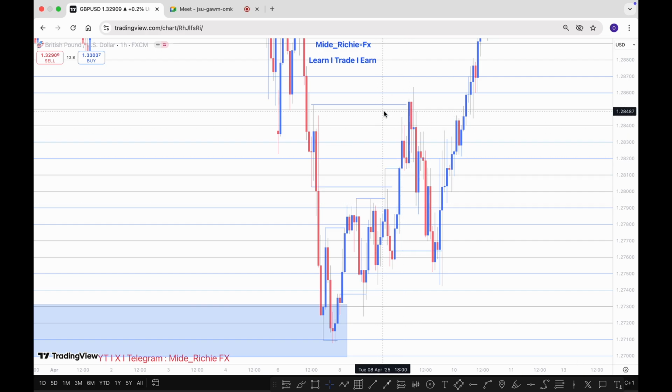Because the market moving below that might be a change of character, and in some cases it might just be a liquidity sweep. So you should know exactly what you're doing, right? Because it's not always the same thing. It depends on the scenario, right?